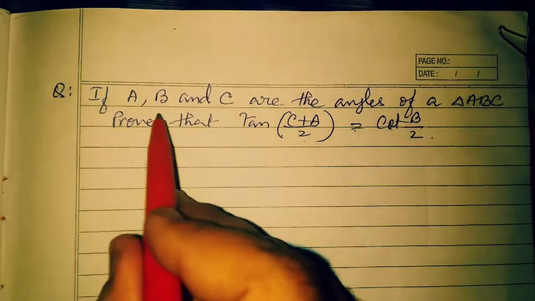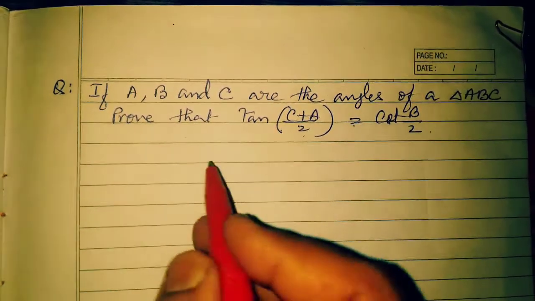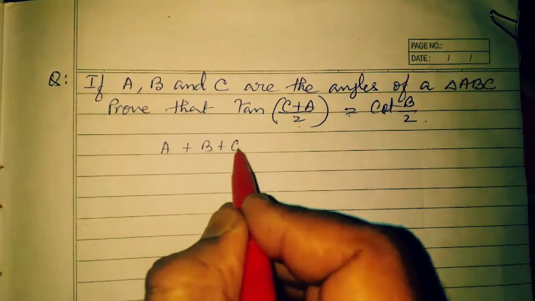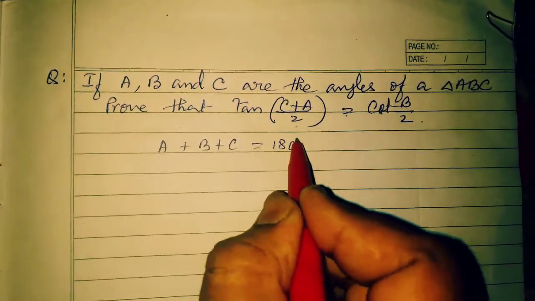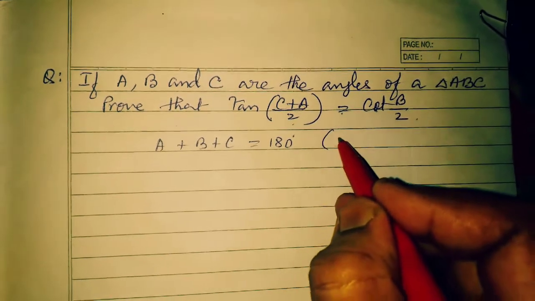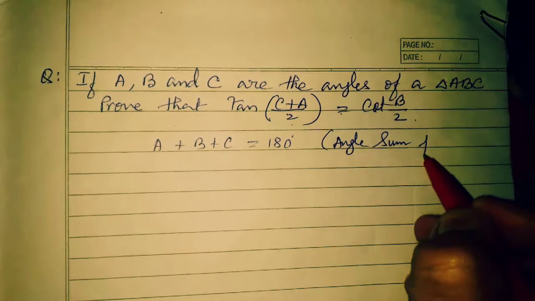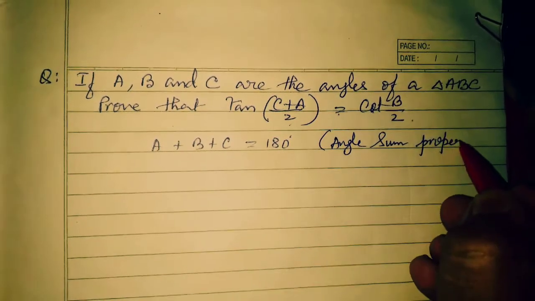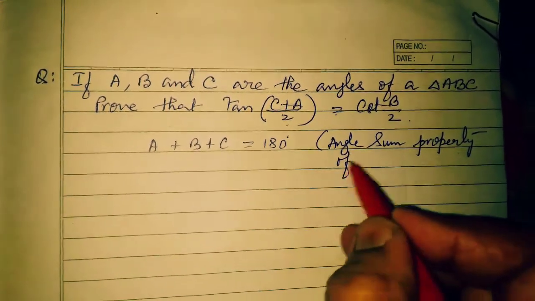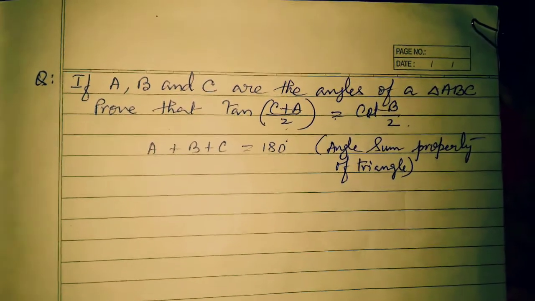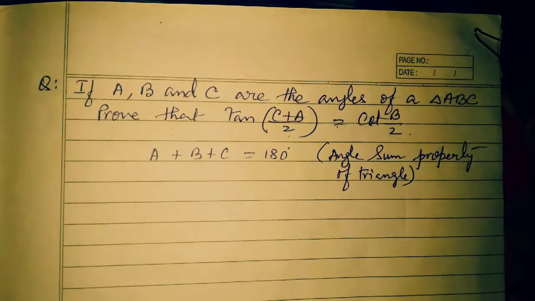When it is given ABC are the 3 angles of the triangle, so clearly you know the angle A plus B plus C, this value is how much here? 180 degree. Why? This is the angle sum property of triangle. So what is angle sum property of triangle? We know that sum of the 3 angles of a triangle is 180 degree.